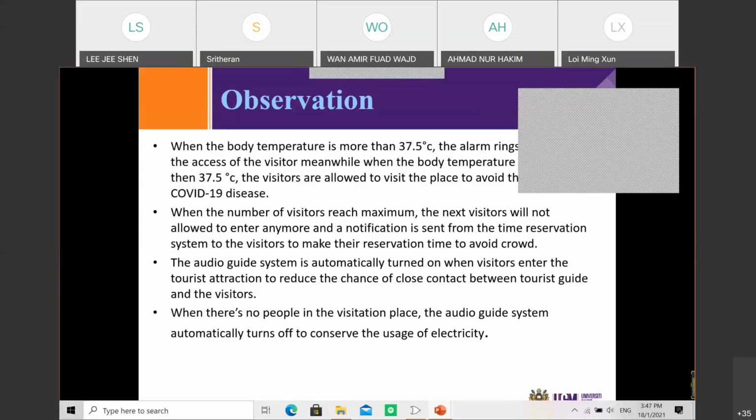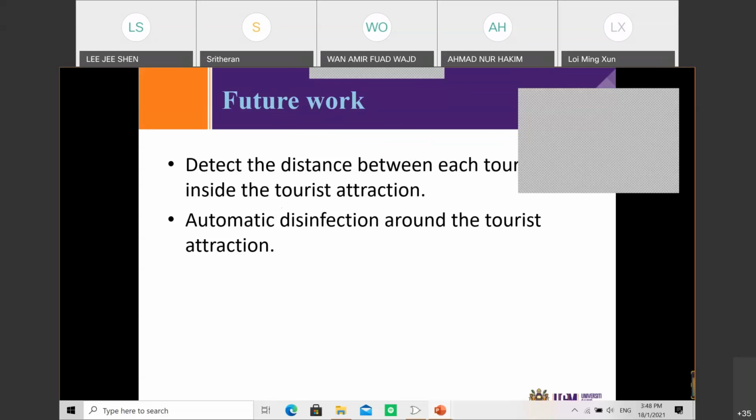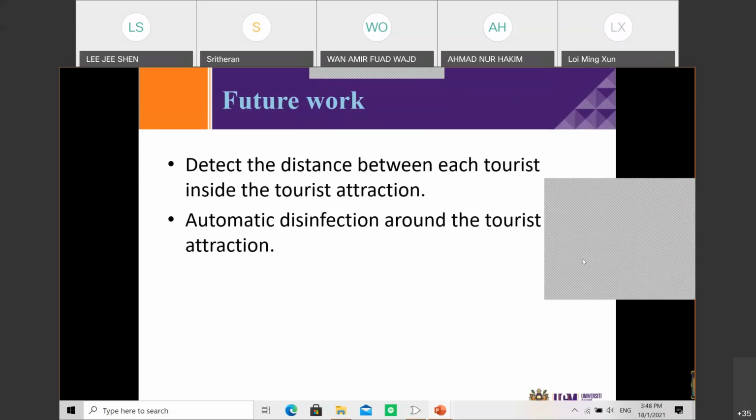Also, the audio guide system is automatically turned on when a visitor enters the tourist attraction, to reduce the chance of close contact between tourist guides and visitors. And of course, when there are no people in the visitation place, the audio guide system automatically turns off to conserve electricity. For the future of our project, we hope that we can add a device that detects the distance between each tourist inside the tourist attraction.